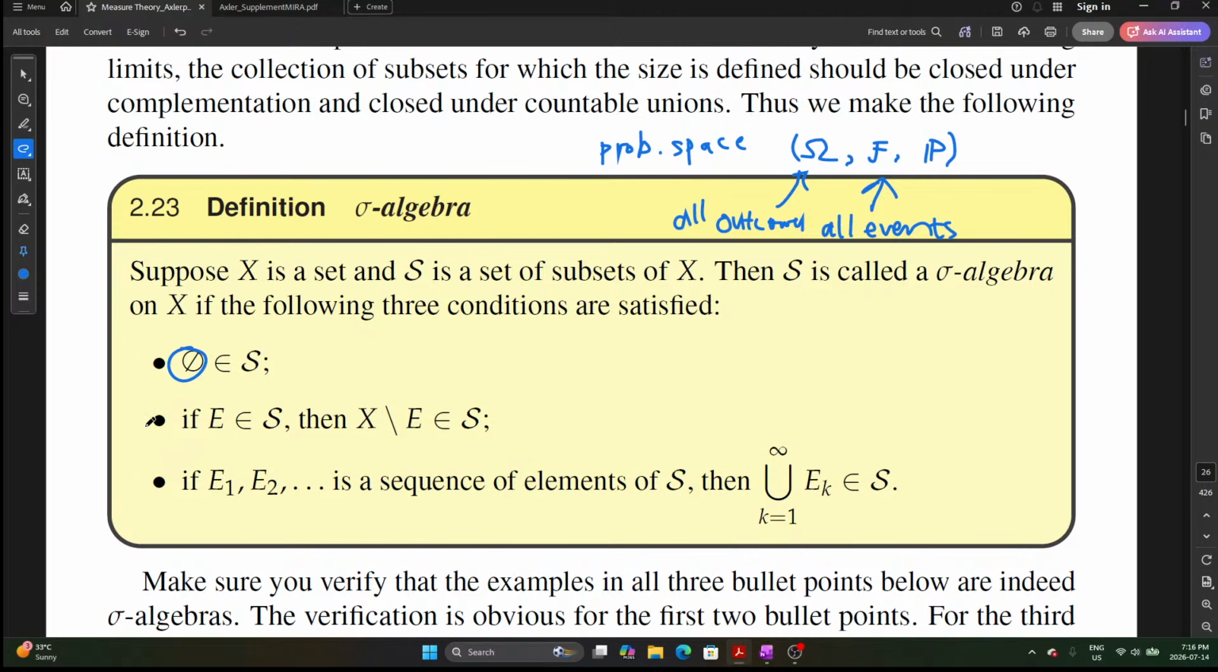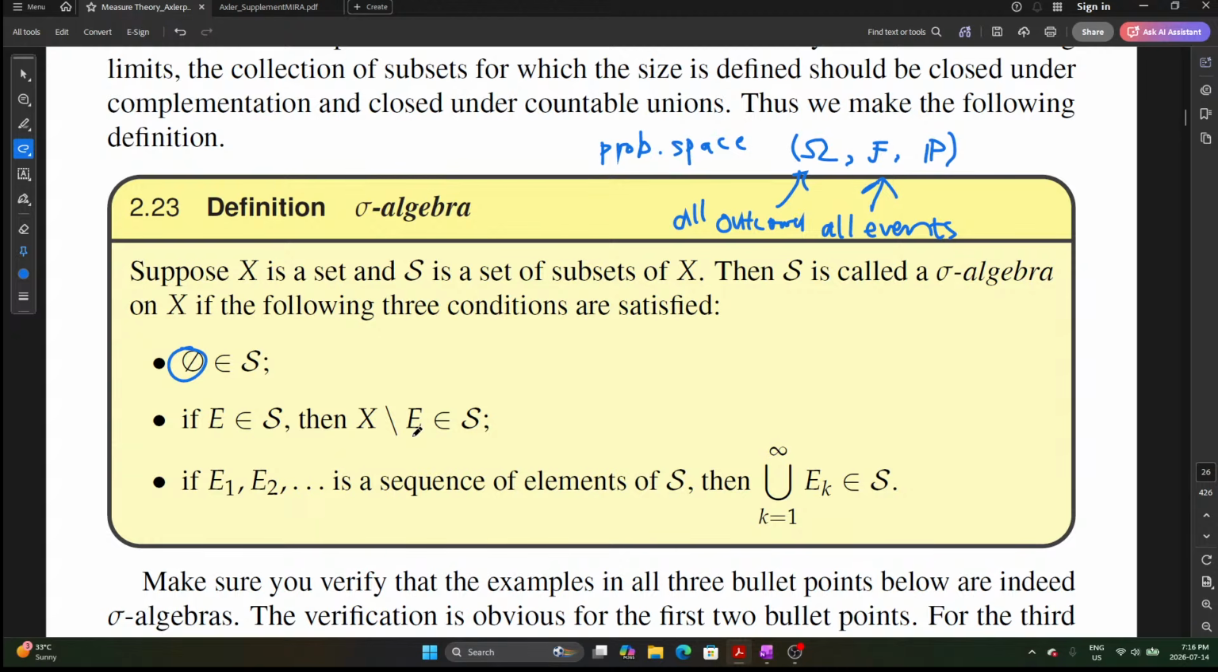The second bullet point says, if E is an event, then not E is also an event. That's kind of intuitive, right? And the last one says, if you have a countable collection of events, then their union is also an event. So that's basically what a sigma algebra is about.